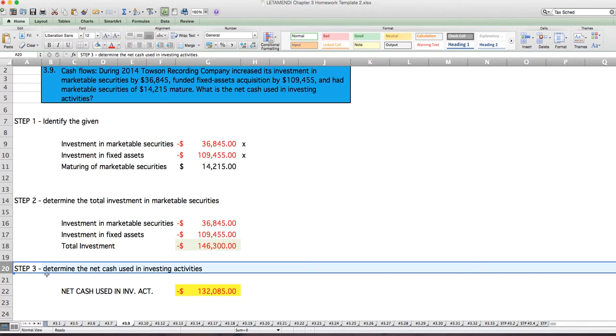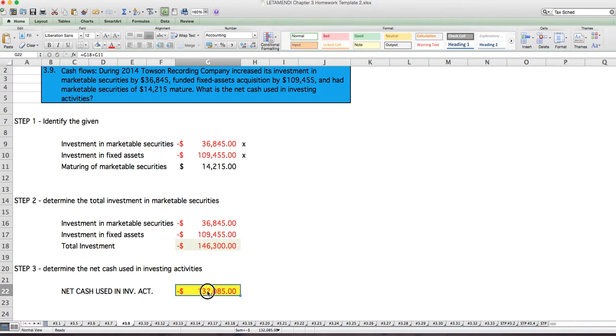So now the third step is to determine the net cash used in the investing activities. So to determine the net cash that was used in the investing activities, what you do is you take the amount of the total investment, which we know was 146,300 out, and then in the maturing of marketable securities, we got a little bit back, right? So when we add them both, because we're adding a positive 14,000 to this negative 146, we determine that the net cash that was used in the investment activity was 132,805. Okay, and that's 3.9.